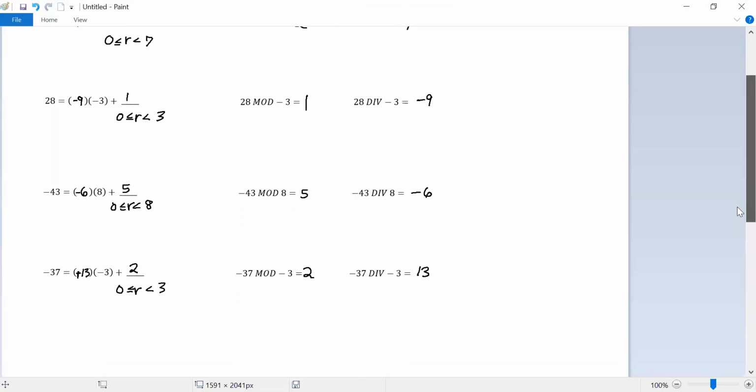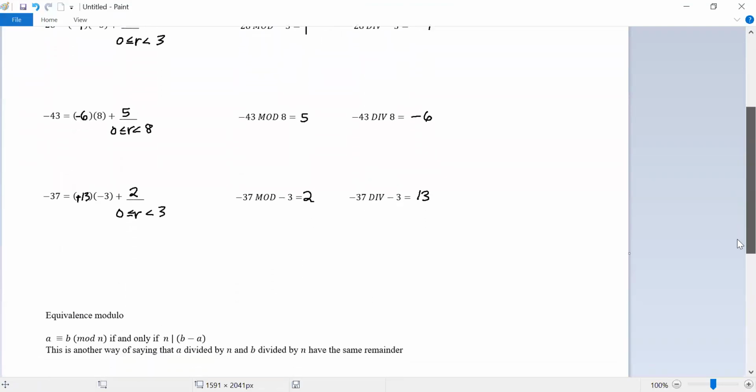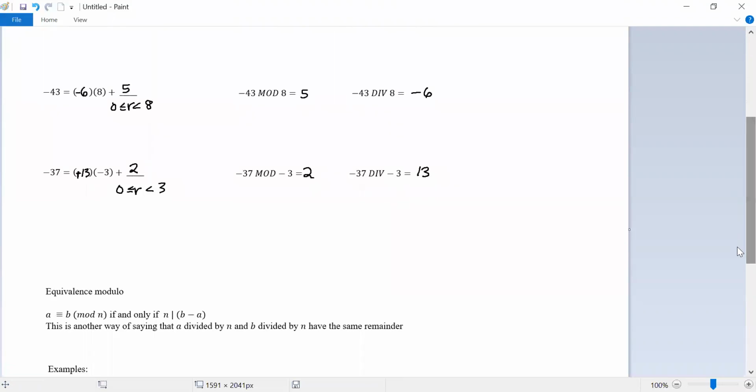So now we want to define equivalence modulo. It's not to be confused with the operation mod. A definition of equivalence modulo is A is equivalent to B. These three little lines mean equivalence, not the same as equals. Equals is for numbers having the same amount. If you've studied relations, then you know what equivalence means. It's very similar. Equals is an example of it.